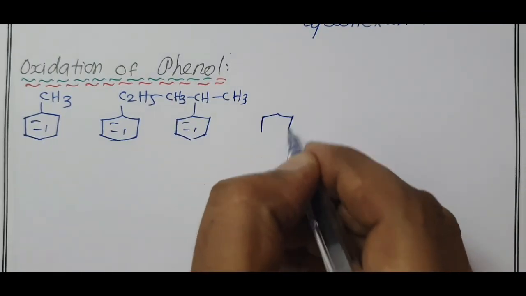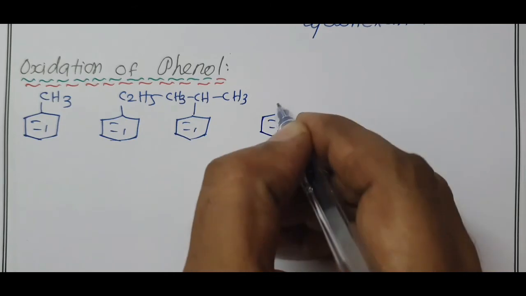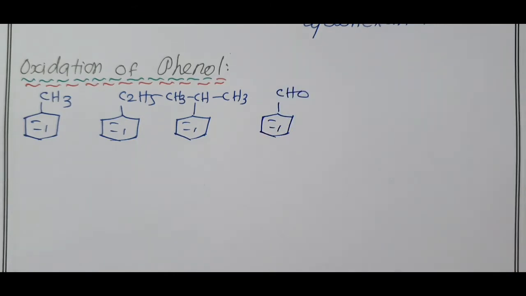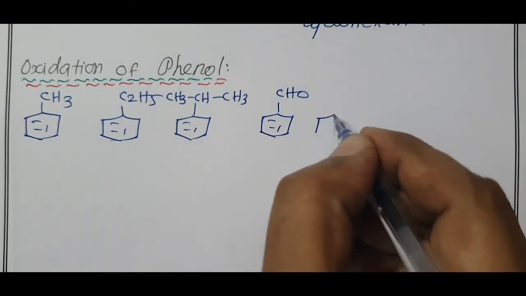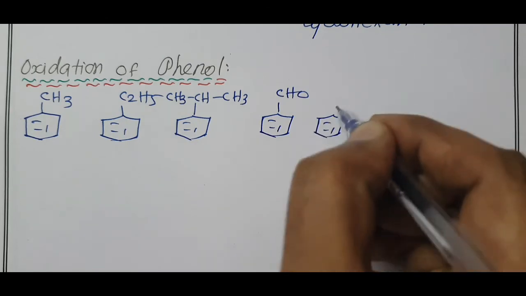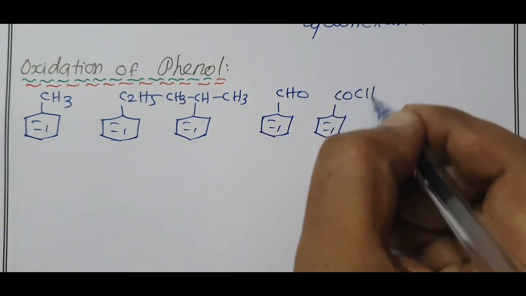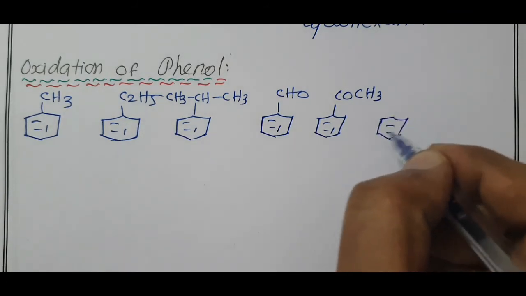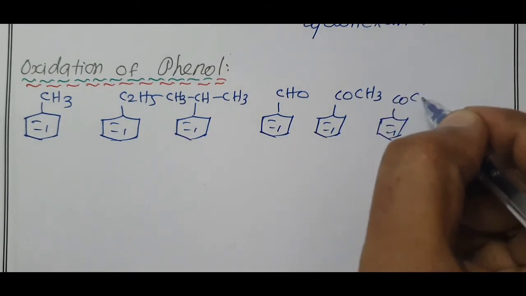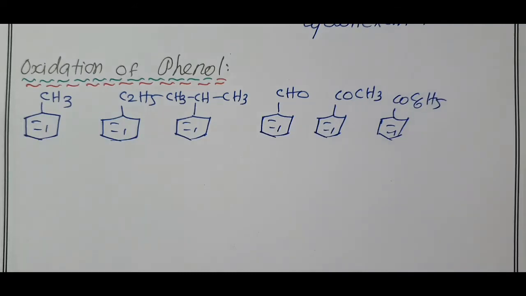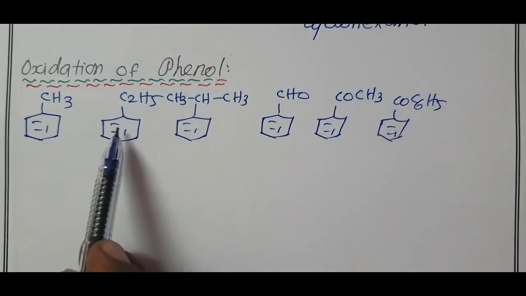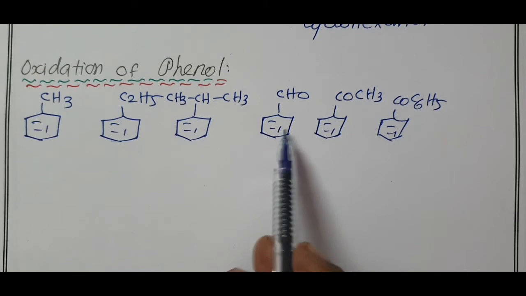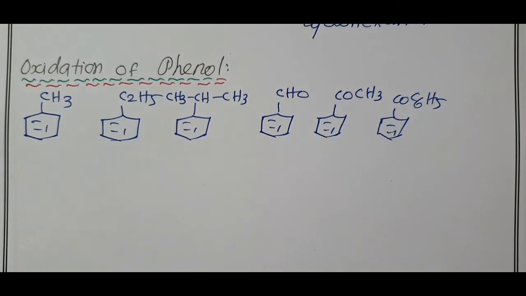A benzene ring containing an aldehydic functional group is benzaldehyde. A benzene ring containing a ketone functional group, COCH3, is acetophenone. A benzene ring containing one more ketone functional group, COC6H5, is benzophenone. Toluene, ethylbenzene, cumene, benzaldehyde, acetophenone, benzophenone.